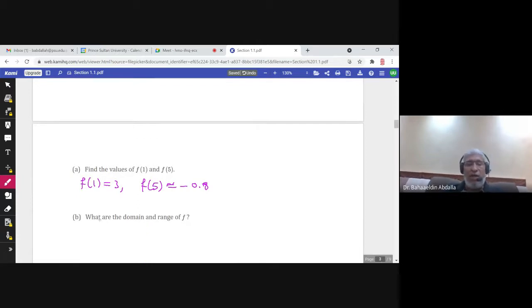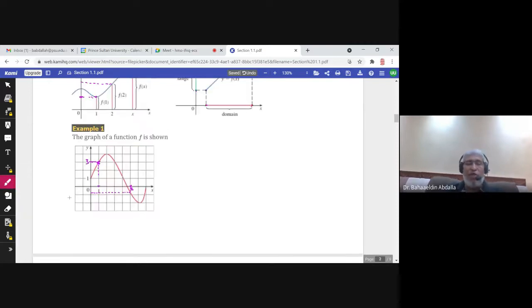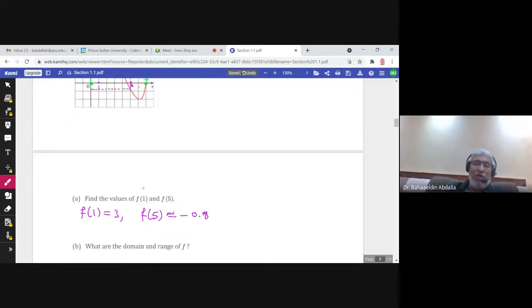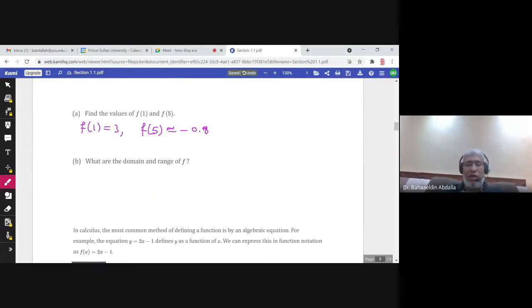What are the domain and the range? Let us try to determine the domain and the range. To determine the domain and the range, this is the first point, so I go down here, and this is the last one, so up to here. So the domain is all possible values of x from here to here. This is 5, 6, 7. So the domain is from 0 to 7. The domain of the function f is from 0 to 7.